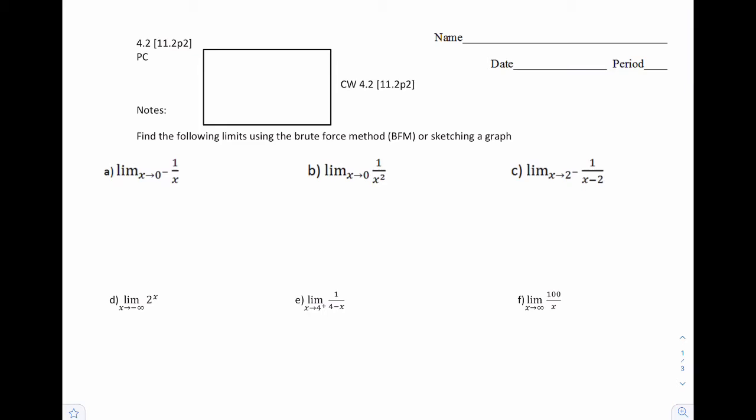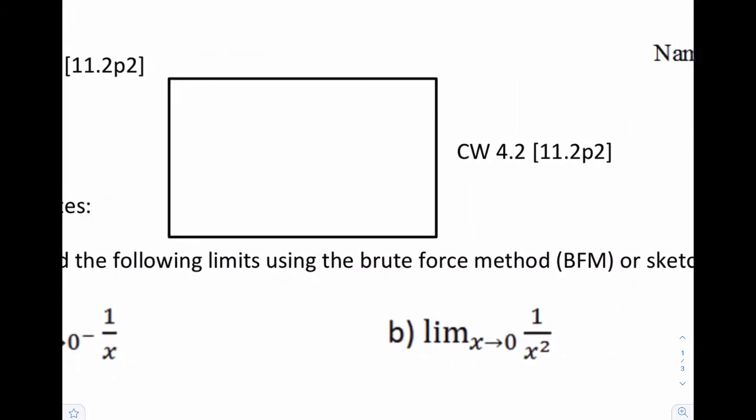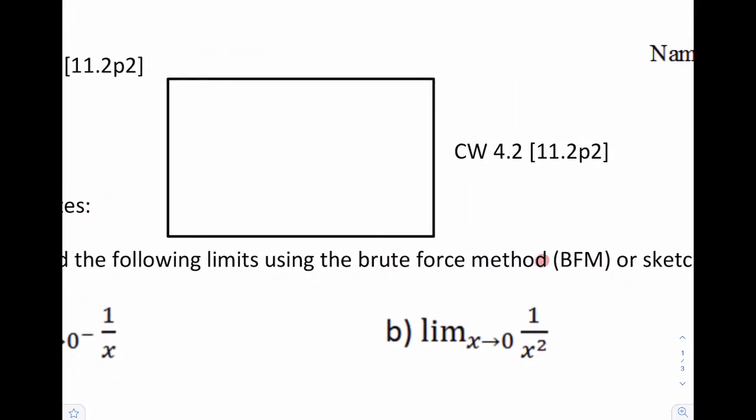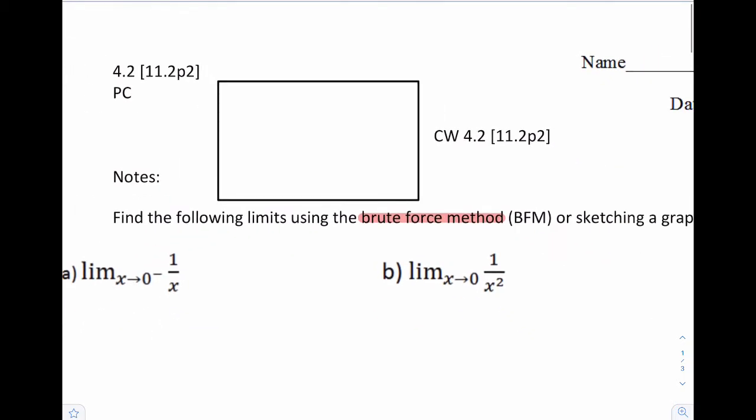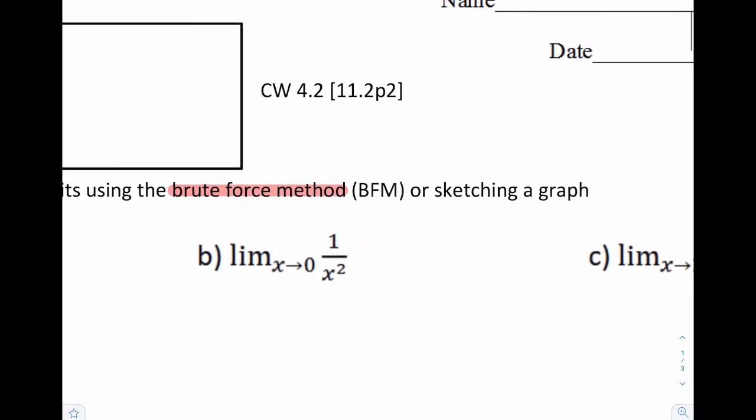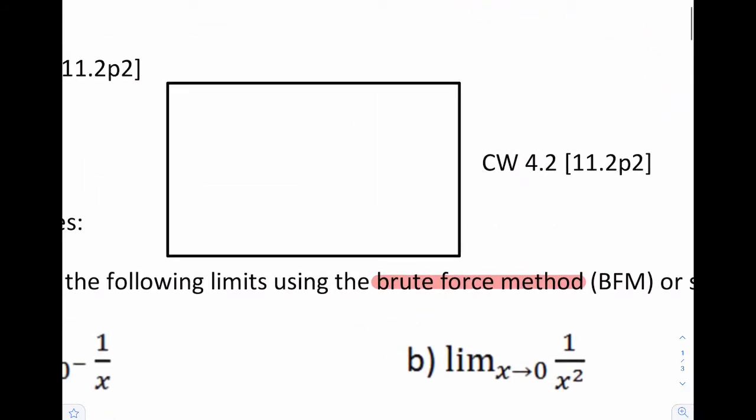Welcome to CW 4.2. Today we're going to finish up our study of limits, and what we're going to do is talk about a method called the brute force method. So right here, because it says find the following limits using the brute force method or sketch a graph. So let me explain what that means.